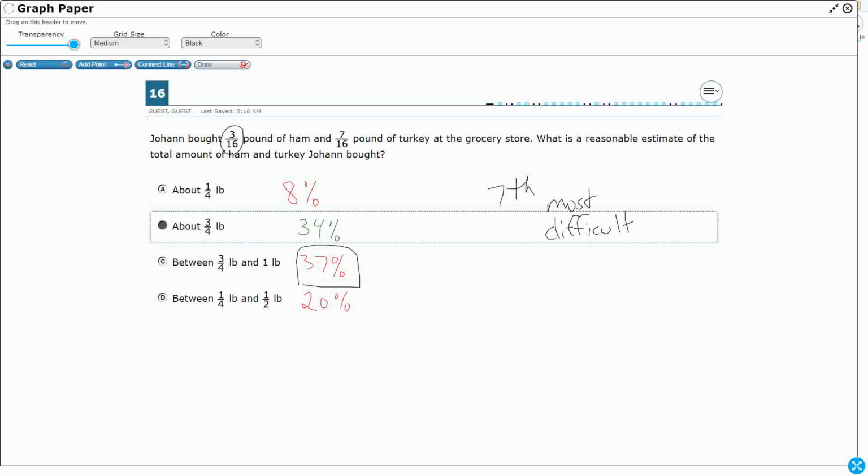Probably for our students that chose C, what they did is they just said, okay, so 3/16 plus 7/16 equals 10/16, and still didn't know where that landed. And as you can tell, they knew it was big, and so they just kind of split the difference here. But the best way to do a fractional estimation here is to round first and then add or subtract second.